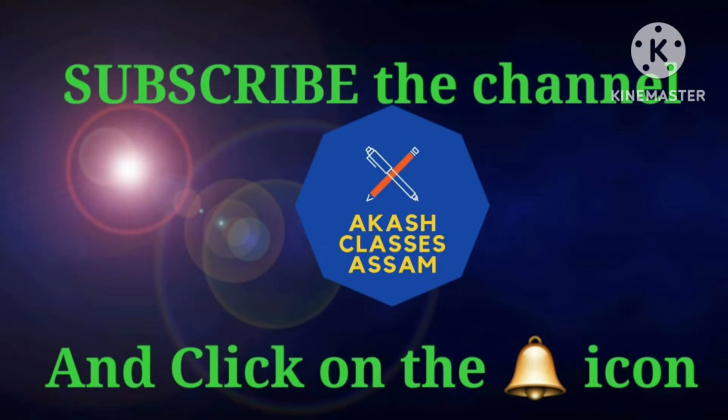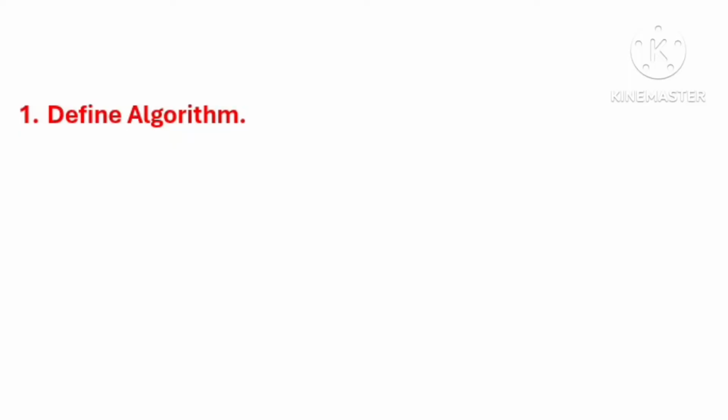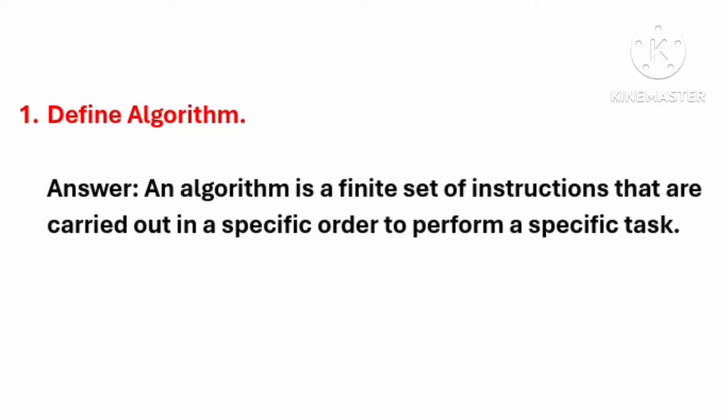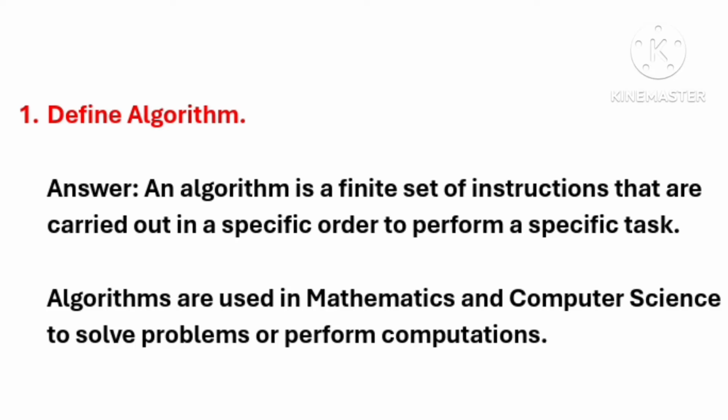So now let us start our today's video, Introduction to Coding. Our first question is, define algorithm. An algorithm is a finite set of instructions that are carried out in a specific order to perform a specific task. Algorithms are used in mathematics and computer science to solve problems or perform computations.